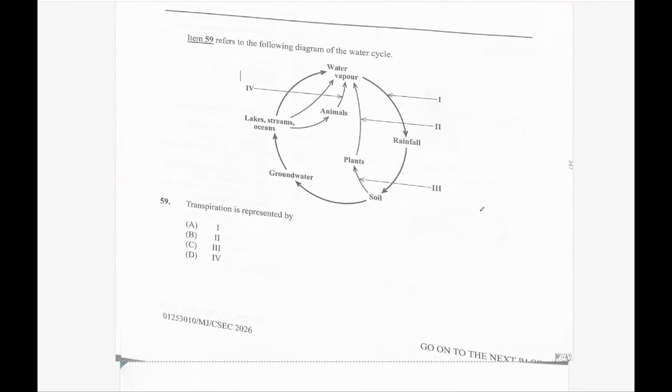Item 59 refers to the following diagram of the water cycle. Transpiration is represented by which one? All right, transpiration is the loss of water from plants. So we have plants and it's losing water vapor. So it means that from plants, we just follow the arrows and it's 2, which makes the answer for 59 B.